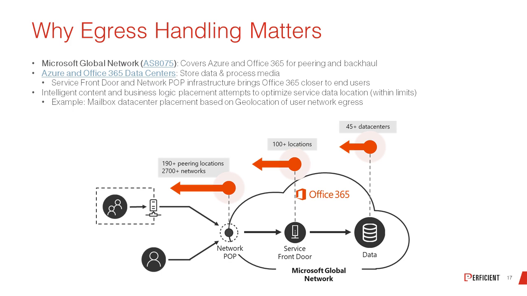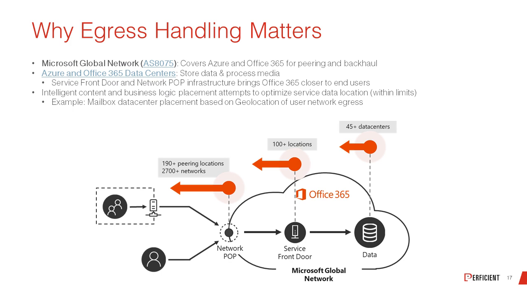So the way that this works is Microsoft has these network points of presence all across the globe where they interconnect with ISPs like Verizon, AT&T, etc. And this Microsoft Global Network, it's the traffic signs on the information superhighway that gets you to the Microsoft network as fast as possible. And the benefit of that is Microsoft has some intelligent content and business logic that attempts to optimize your experience based off of where your data is and where you're connecting from.